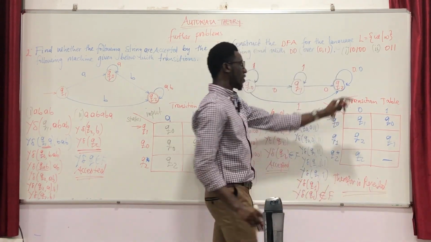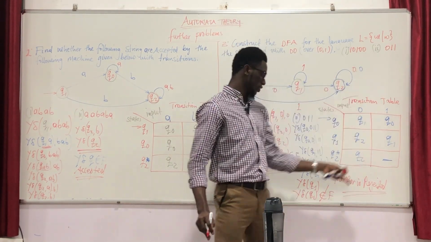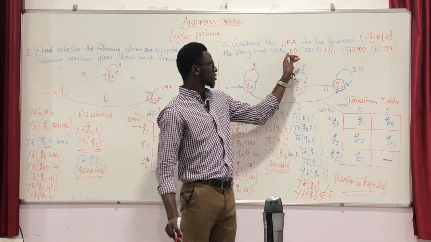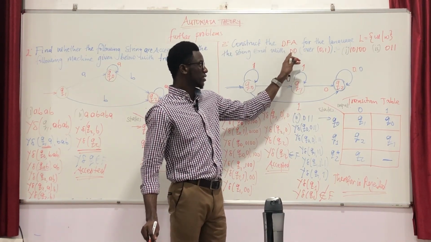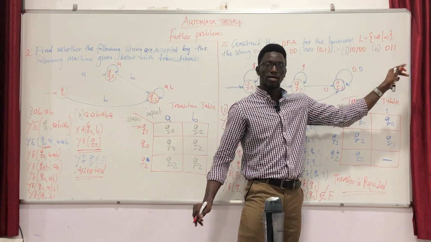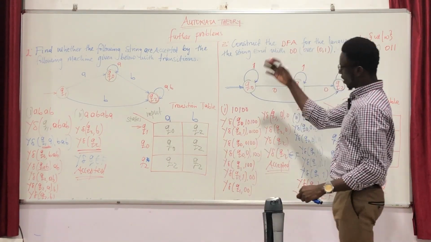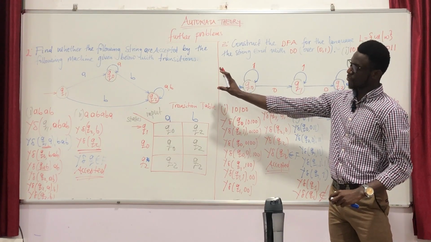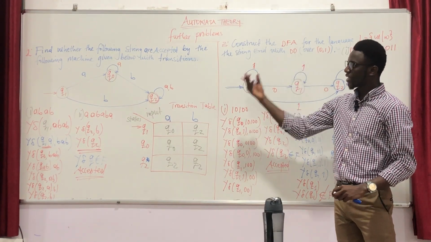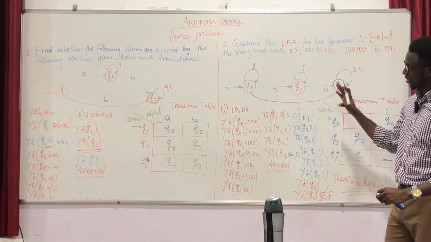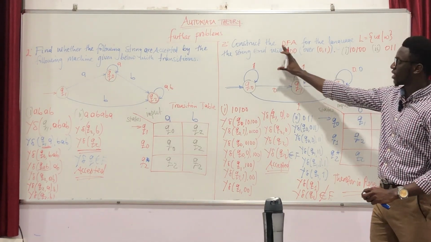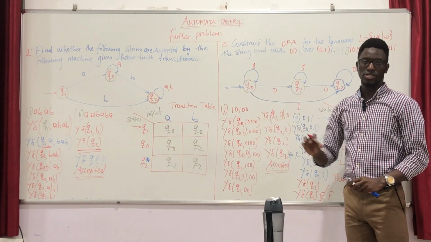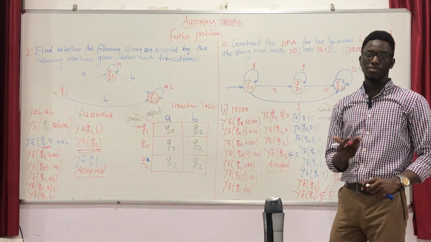So this string here on the board is rejected because our string is supposed to end with 00, not 11. Basically, you can see that these are two different types of problem. You can try a different approach and see if the string is accepted by the machine or not. Thank you for watching the video.